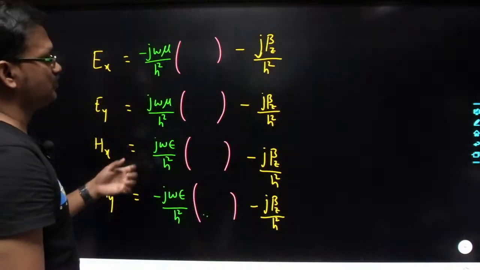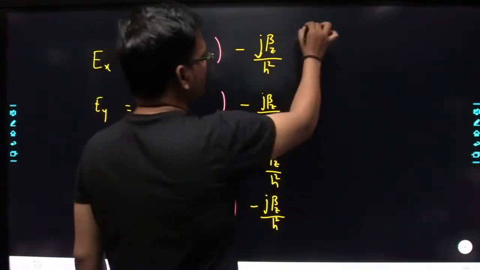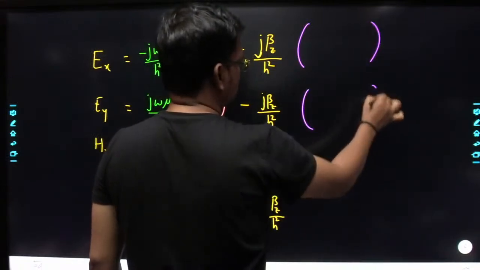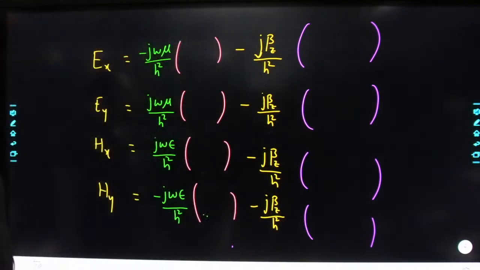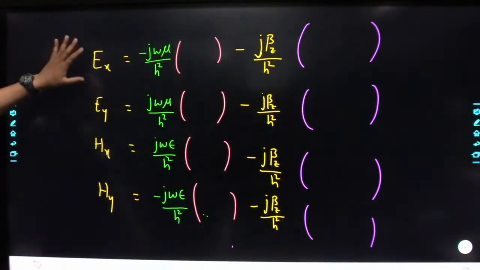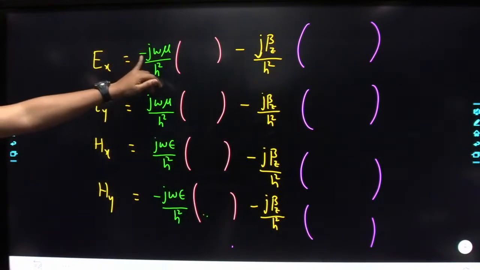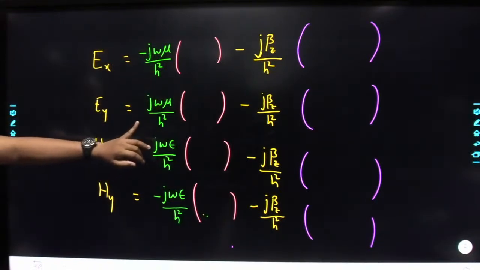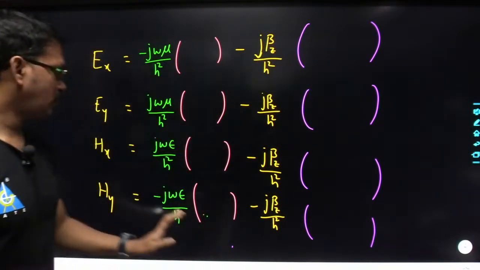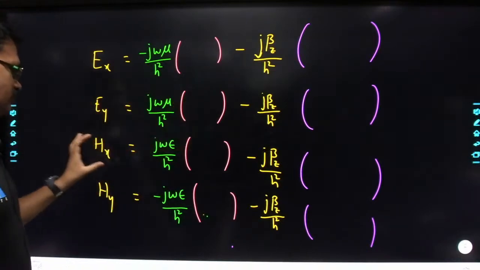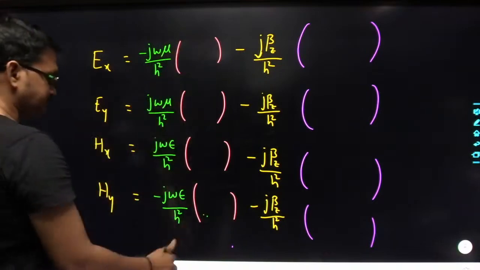Here you are going to have one differentiation. So for Ex, Ey, Hx, Hy: the first term for Ex is the minus j omega mu by h square term, and the second term is the minus j beta z by h square term. Similarly I have written for Ey, Hx and Hy.